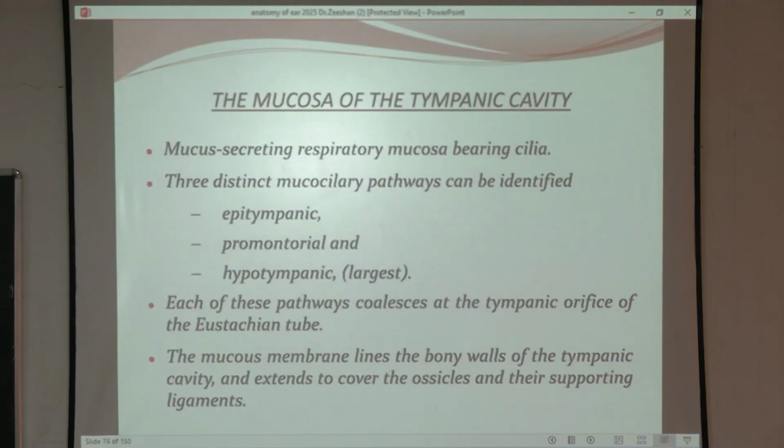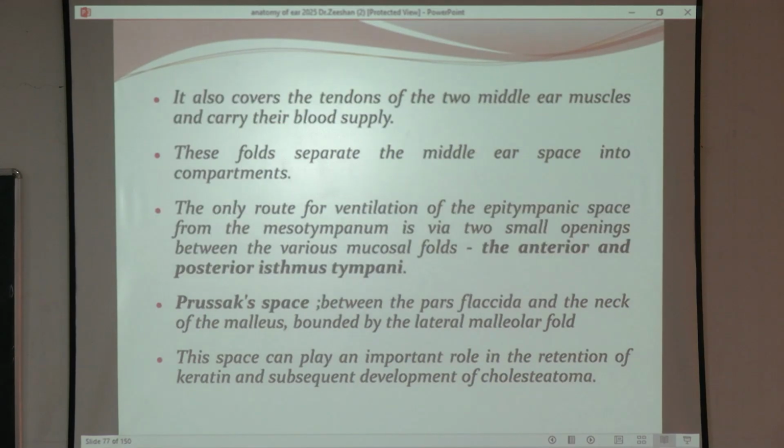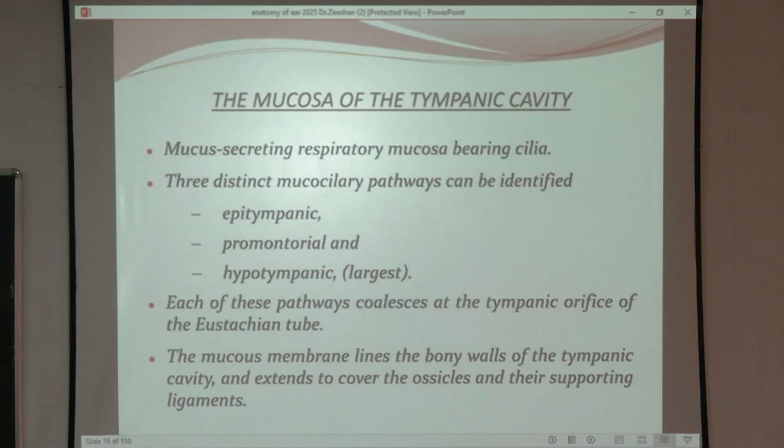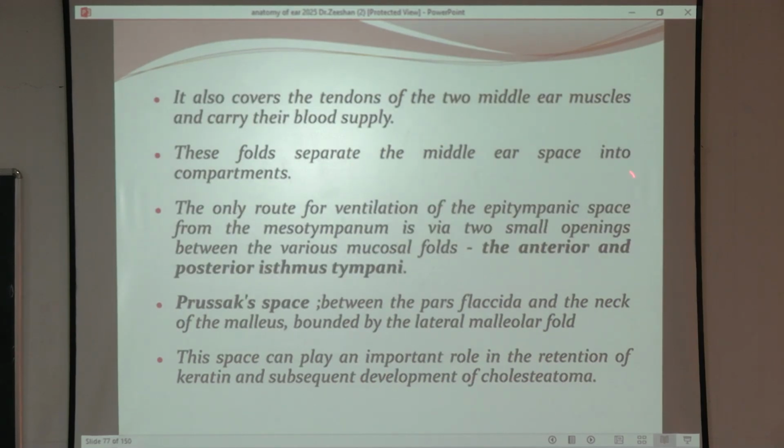Suppose करो एक mucosal lining है covering everything inside the middle ear, ठीक है, it is covering every structure inside the middle ear. तो वो कैसा दिखेगा, it will look like compartments, है ना, हर चीज को कवर कर रहा है तो कैसा लगेगा देखने में, ठीक है। तो मिडिल ईयर के अंदर कंपार्टमेंटलाइजेशन हो जाता है। व्हाई इट इज इंपॉर्टेंट, बिकॉज ऑफ दिस, the mucosa lines the bony walls of the tympanic cavity and extends over the ossicles. The folds separate the middle ear space into compartments.